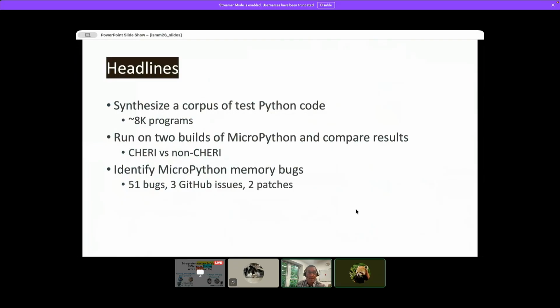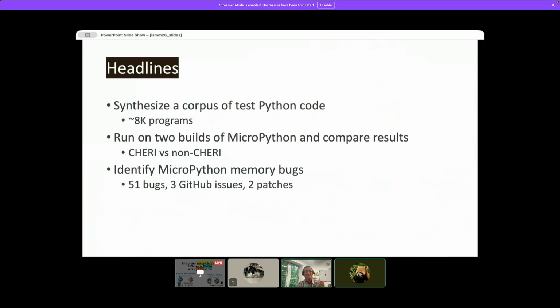So just to give away everything in a single slide, we synthesized a big corpus of Python code, which tickles the internals of the runtime. About 8,000 programs, lots of them cause problems. And that was our intention, really, because we're looking for bugs in the runtime. And the particular runtime we're working with is MicroPython.